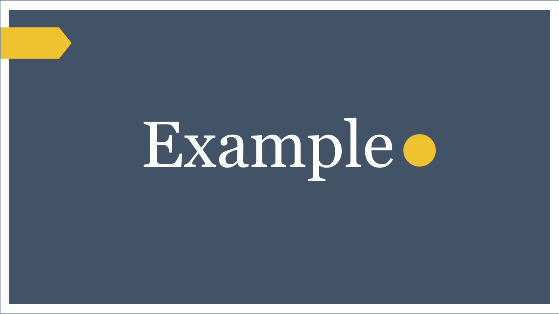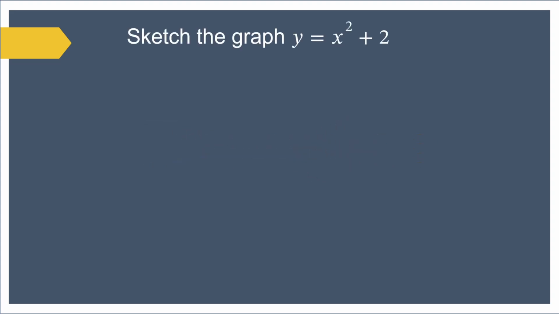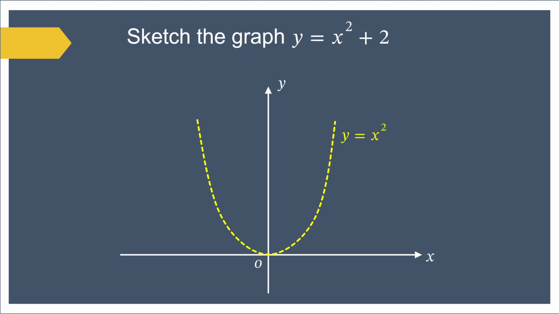Let's have an example. Now you're asked to make a sketch of the graph y = x² + 2. Now the graph that you know is the graph of y = x², which has a minimum point at the origin, (0, 0). Now this graph is your original graph. That's your y = f(x).